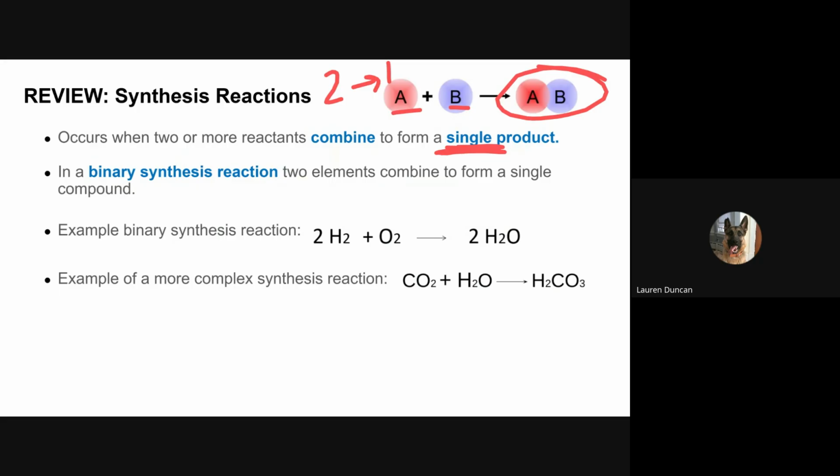So there's simpler ones, 2 elements like hydrogen and oxygen combine to make one single product like water. You can have more complex ones where 2 compounds combine to make a more complex compound, like carbon dioxide and water make carbonic acid. It's like what's found in soda.